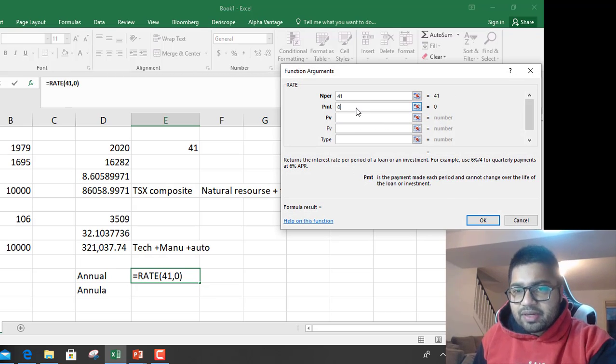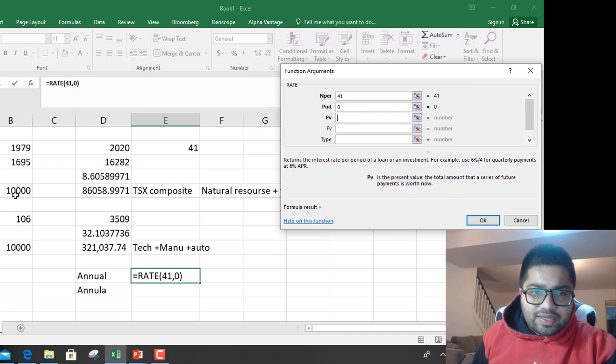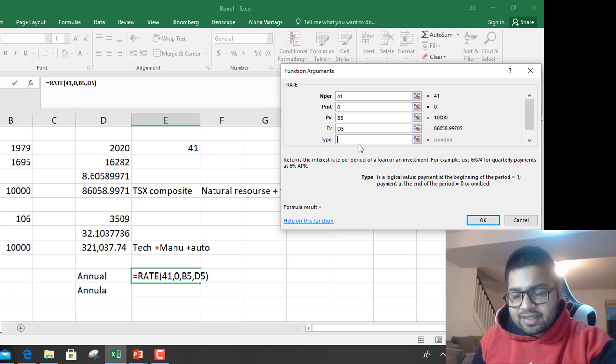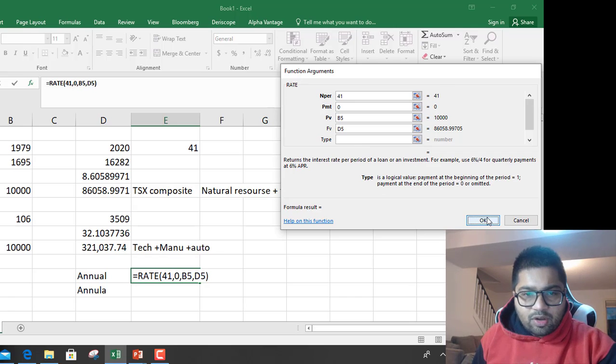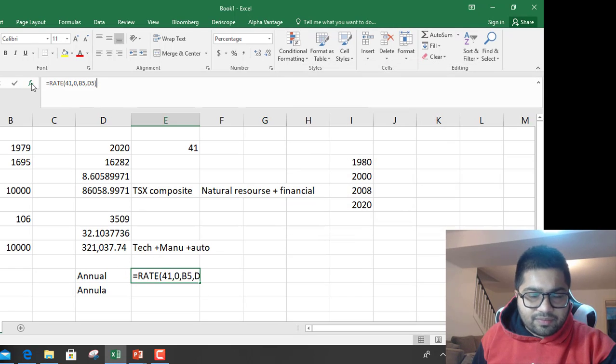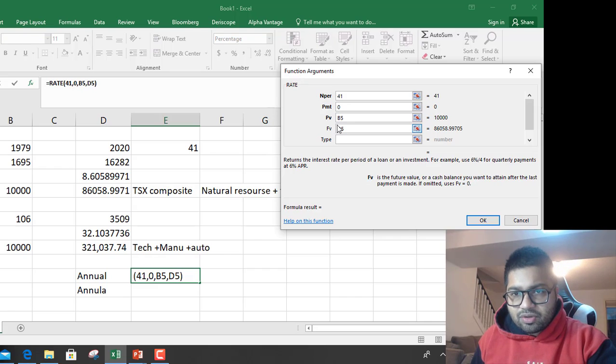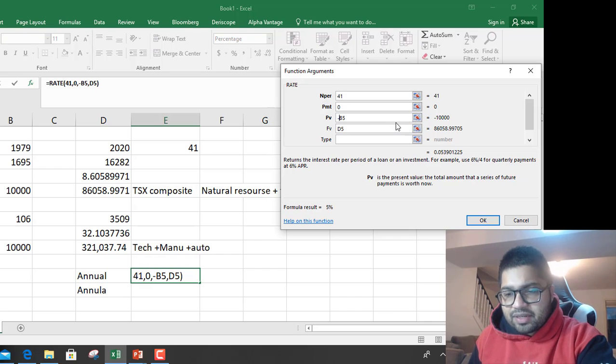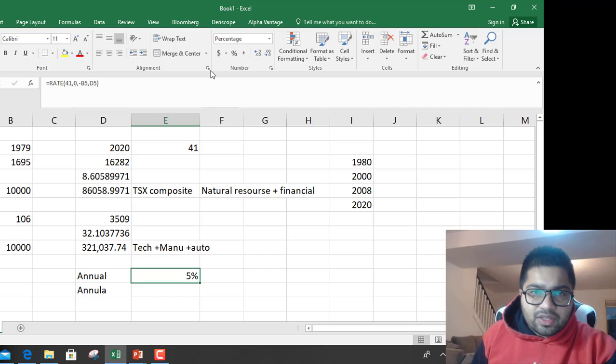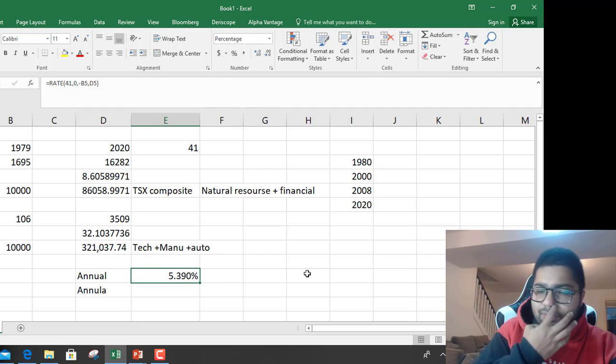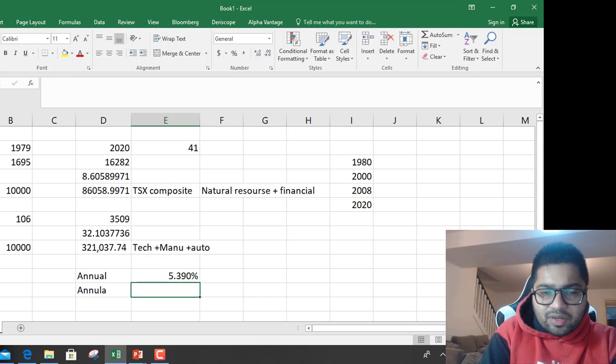Okay, payments are 0. You invested, let's say, $10,000. It became $86,000. Right, 86 grand, right? So what is the rate of return? Signs are important. Whatever you invest is negative, whatever you get is positive. So the rate of return of the Canadian market has only been 5.39%. So that is the annual appreciation, average appreciation.